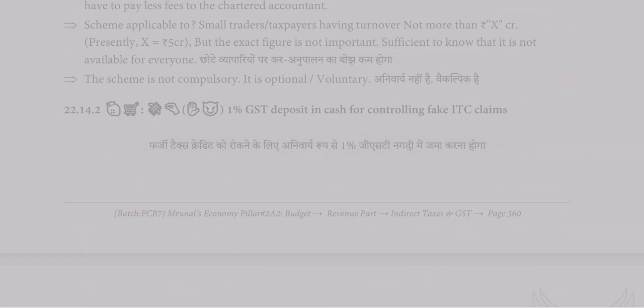The scheme is applicable to small traders or taxpayers having turnover not more than X crore. Presently, X equals 5 crore Indian rupees, but the exact figure is not important. It is sufficient to know that it is not available for everyone. The scheme is not compulsory. It is optional or voluntary.